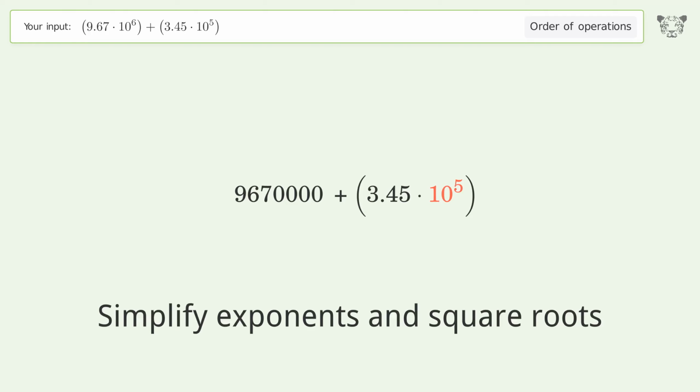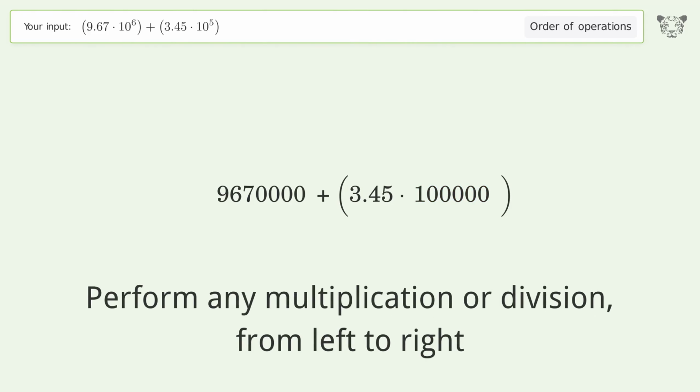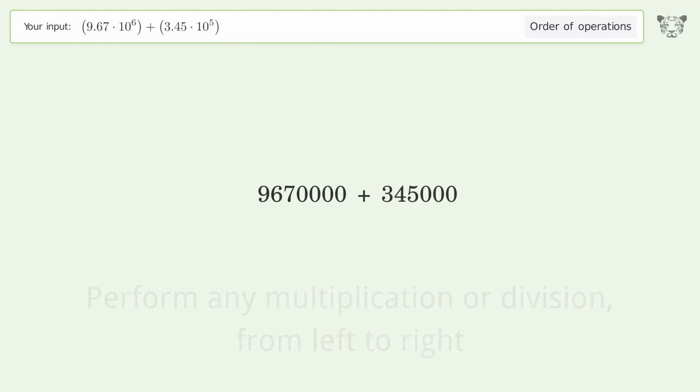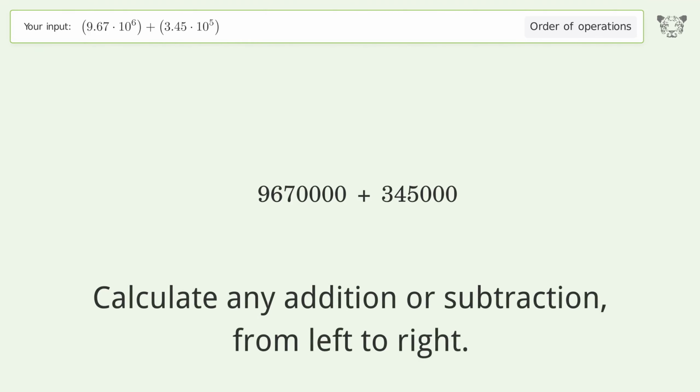Simplify exponents and square roots. 10 to the power of 5 equals 1,000,000. Perform any multiplication or division, from left to right. 3.45 times 1,000,000 equals 345,000.